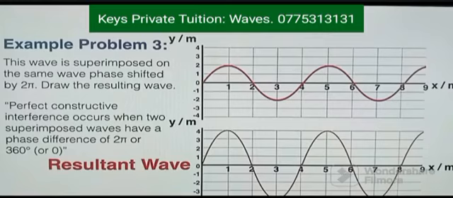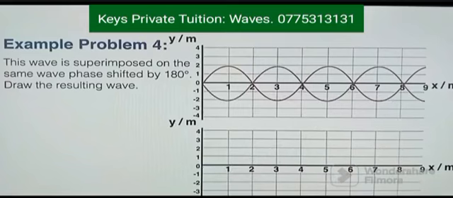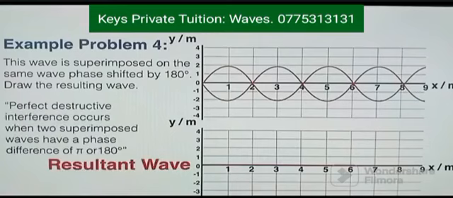How about if I say 180 degrees, which is half a cycle? What would happen? So if I superimpose waves that are shifted there by half a cycle, this is what would happen. And on each and every one of those regions, the waves are going to cancel each other out. +2 - 2, +2 - 2, and the resultant wave is going to be a straight line. And this is called perfect destructive interference, which occurs when waves have a phase difference of pi or 180 degrees. I hope this helps. This is basically what wave superimposition is about.